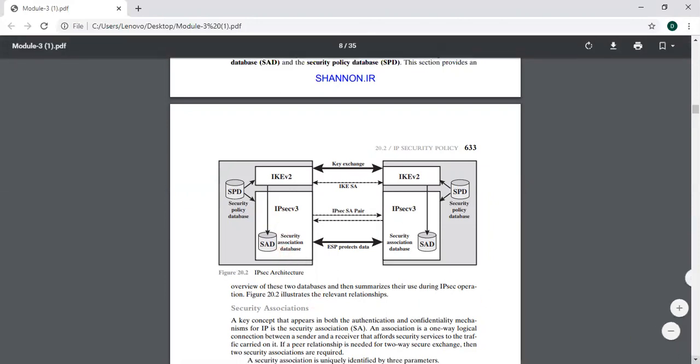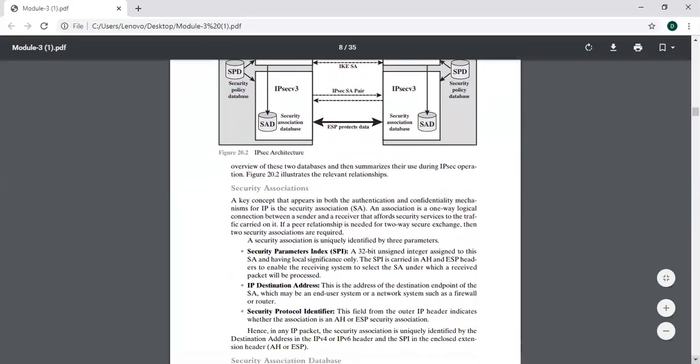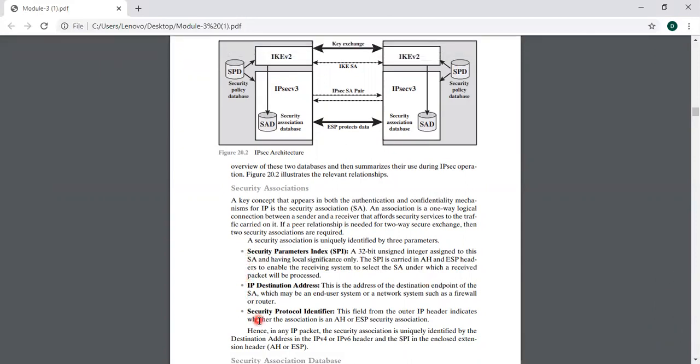First we will be studying security association. This security association is uniquely identified by three parameters: security parameter index, IP destination address, and security protocol identifier. The security parameter index is a 32-bit unsigned integer which is assigned to this security association and has local significance.